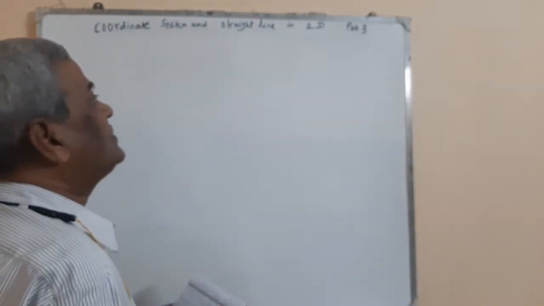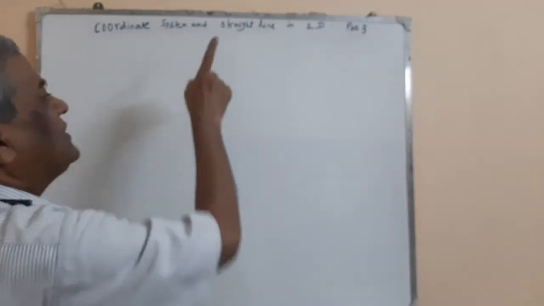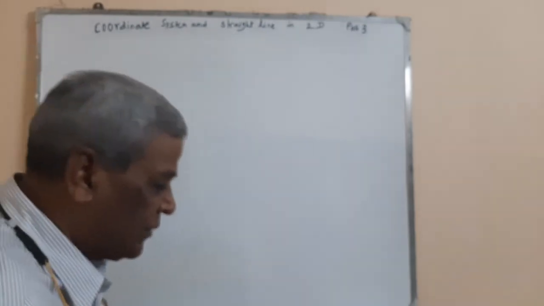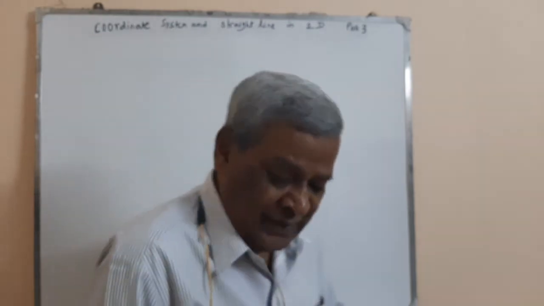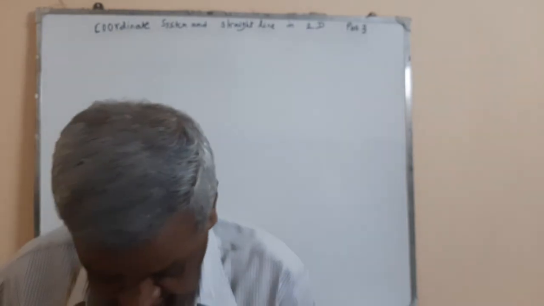video class on coordinate system and straight line in 2 dimension. Today it is third part. We discuss few problems on it.